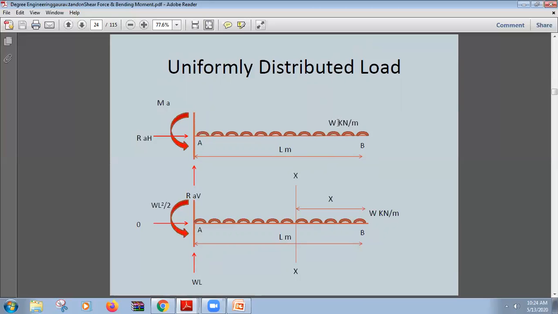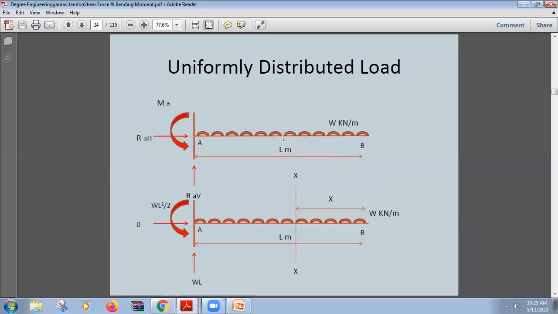A uniformly distributed load is given per meter or per unit length. It is given as W kilonewton per meter, and L is the length in meters. So the total force acting will be W into L. If we have to replace the uniformly distributed load with a point load, then we take the uniformly distributed load W multiplied by the length of span, W into L, and that is acting exactly at the center of the beam.